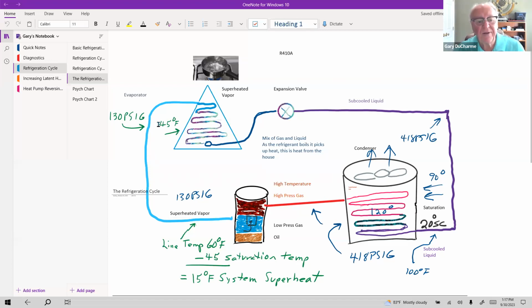So on the low side of the system, we take a pressure reading and we're at 130 psig. Now our evaporator temperature, the saturated refrigerant in that evaporator will be at 45 degrees at 130 psig. So that's what we're looking for. And we have designed our 410A to evaporate at 45 degrees at 130 psig.